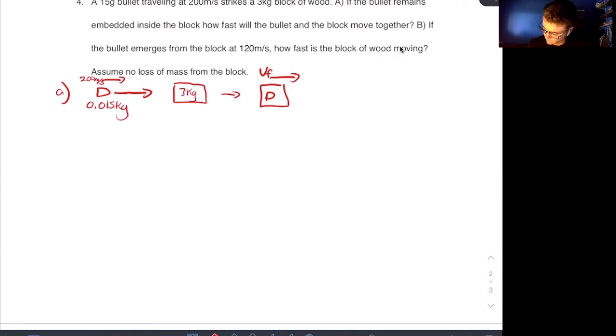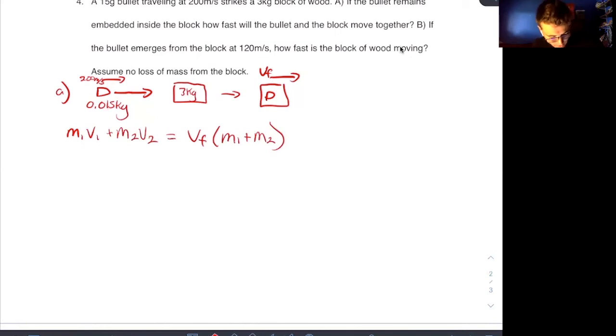So again, just like the last question, number 3, we use the conservation of momentum equation. The momentum initial is going to equal the momentum final. And since the bullet embedded itself in the block of wood, it's going to have the same final velocity as the block of wood, right? So it makes it a lot easier. So then we have our equation, m1 v1 plus m2 v2 equals, we know they both have the same final velocity.